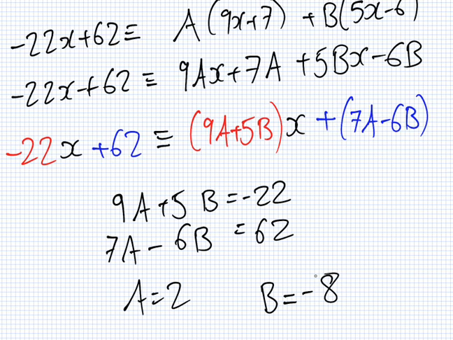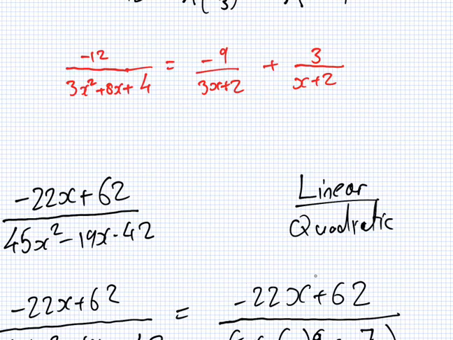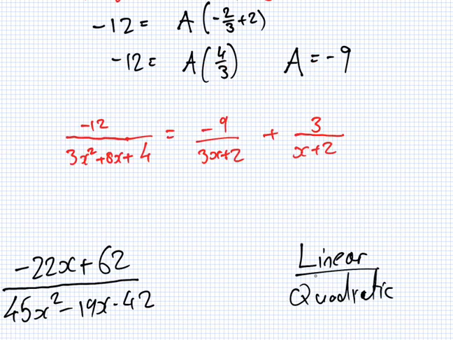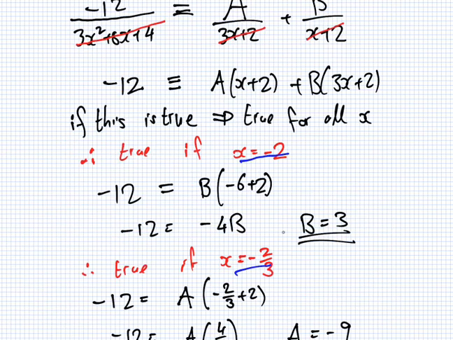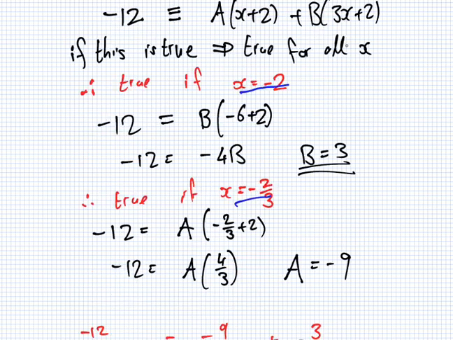Ah, yes, we choose the values of x. We can choose any values of x, that's the first thing, okay? And what we do is we deliberately choose values that make one of these pieces 0. So if I choose x equals minus 2, it will make this piece 0. And if I choose x equals minus 2 over 3, it will make this piece 0. So we can choose any value of x, and we deliberately choose values that make them 0.